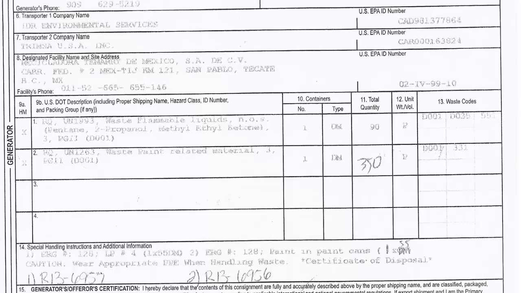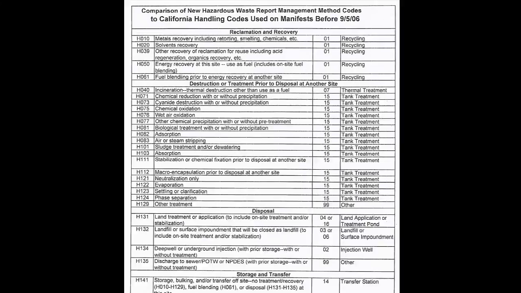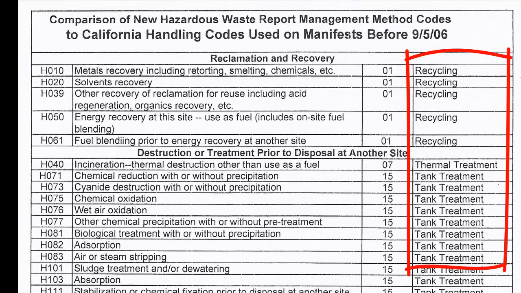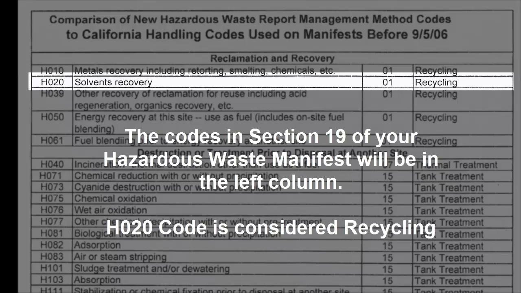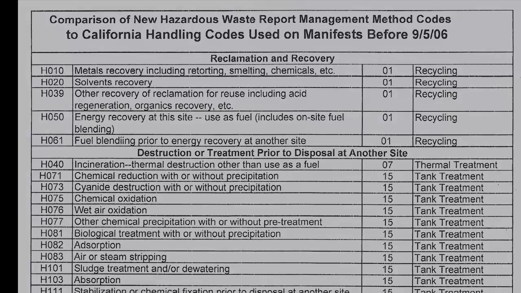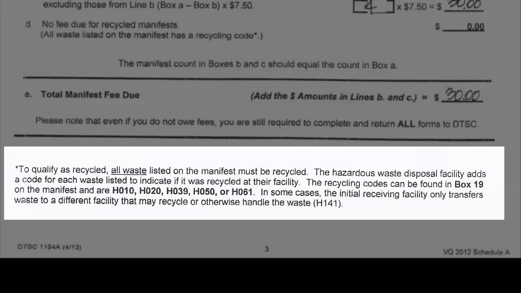Now what we have to do is match up the codes. The far right column will tell you if the waste stream was considered recycled or not. Now here's another important point. All of the waste listed on the manifest must be recycled to qualify as recycled waste. If one waste stream is not considered recycled, then all the waste is considered non-recycled, and that's very important.